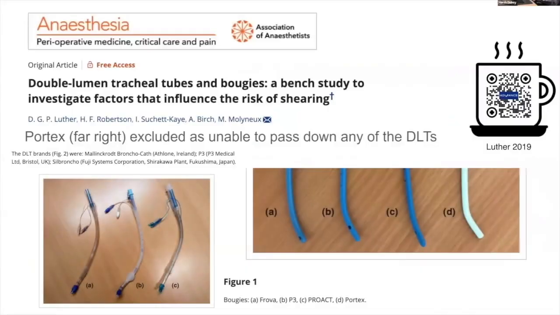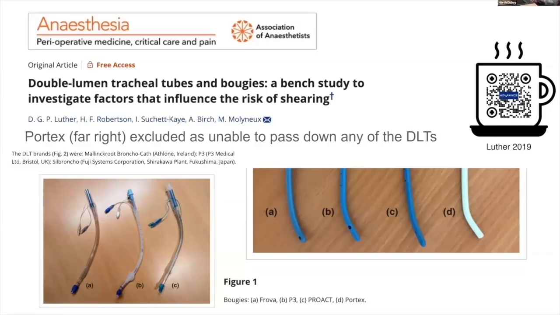We'll just very briefly mention this article that I found. There are multiple case reports in the literature of bougies leaving some microplastic and blue debris in some of the double lumen tubes. And so this study published in Anaesthesia sought to quantify it. It looked at 3 double lumen tubes. The brands on the left are the Mallinckrodt, which I believe is also called the Shiley, the P3, and the Sil Bronco that Pete Slinger has just been mentioning. And the 4 bougies it looked at were the Frova, P3, Proact, and Portex, although the Portex was immediately excluded as it actually didn't fit down any of the DLTs.